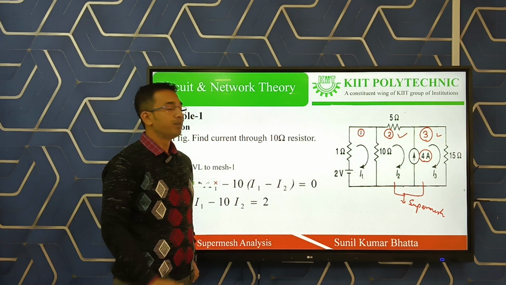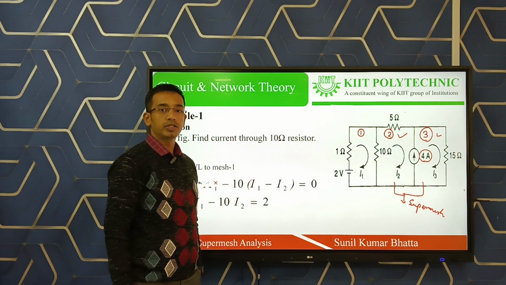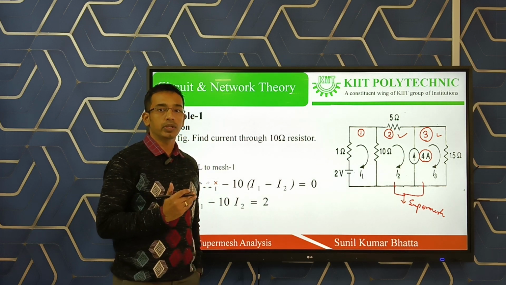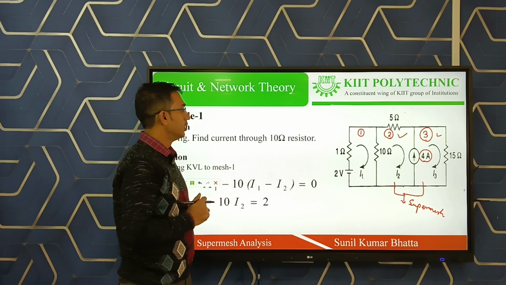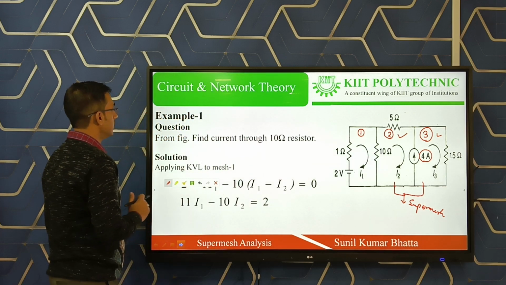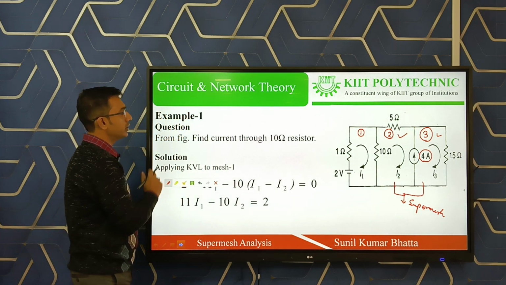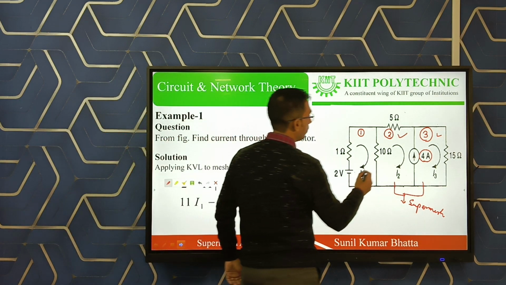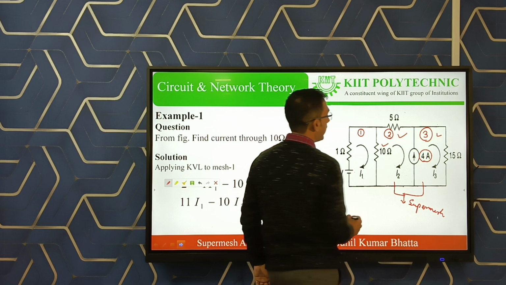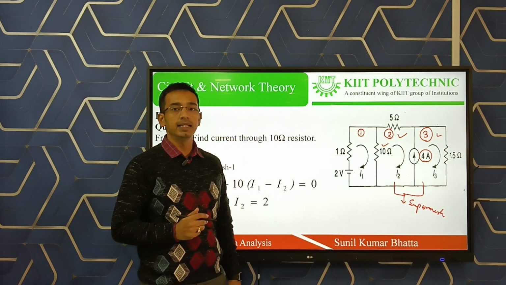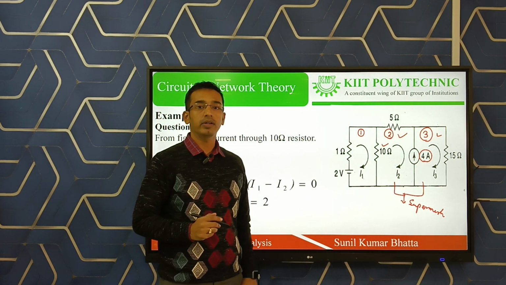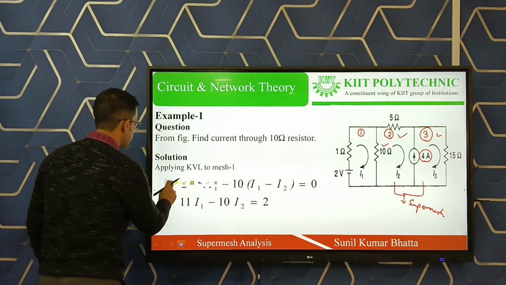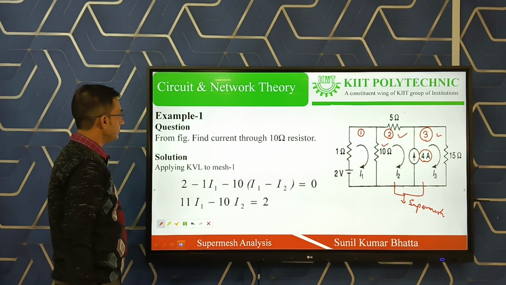As I said in the previous slide about the steps, by these 3 steps we can write the equations and solve the problem. In this problem the question asks to find the current through the 10 ohm resistor by using super mesh analysis. You can see the 10 ohm resistor is connected here. So by using super mesh analysis we have to calculate the current across the 10 ohm. So what is the equation? First we will write the equation. So you can see the equation we can write.